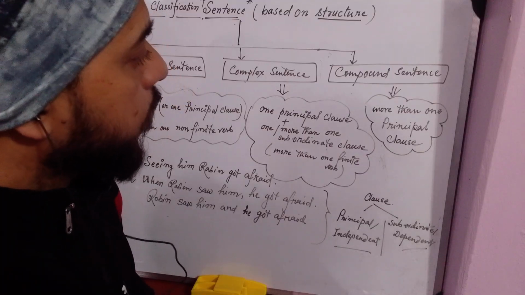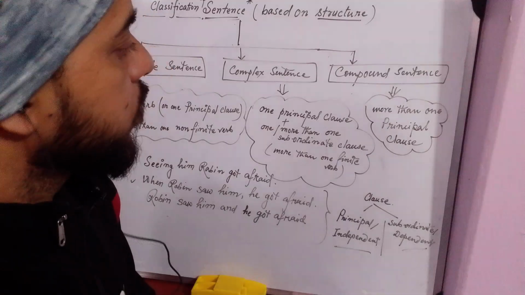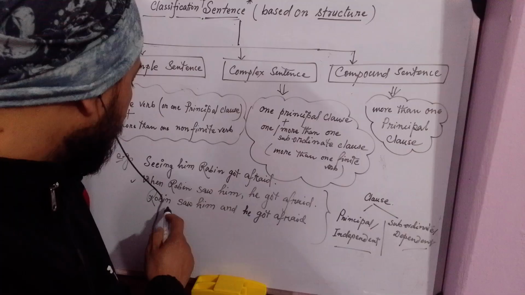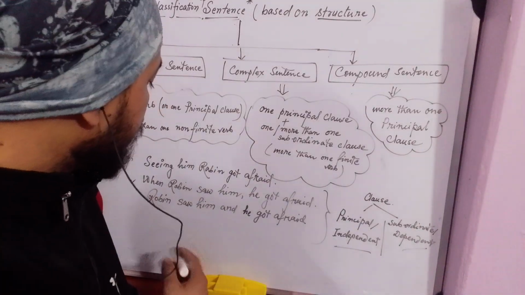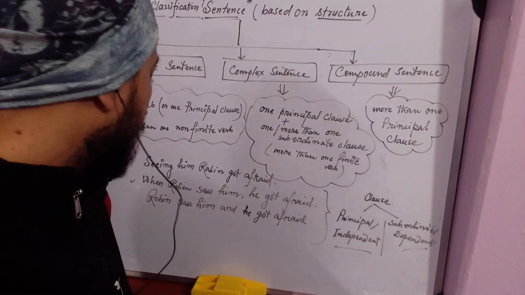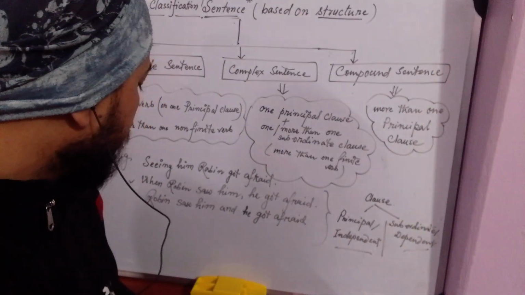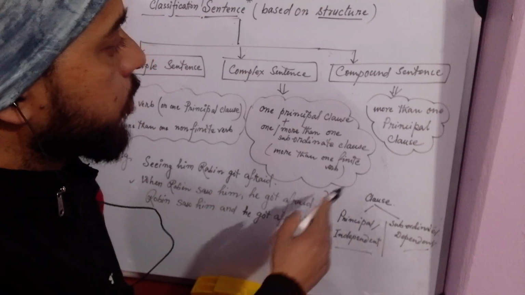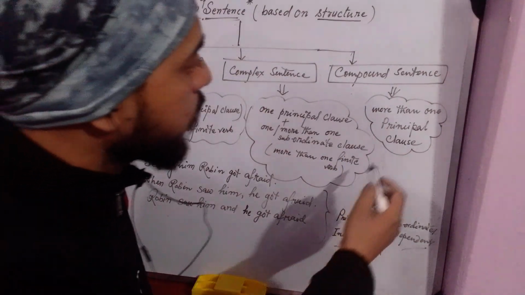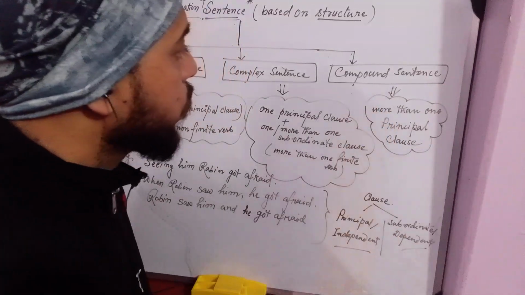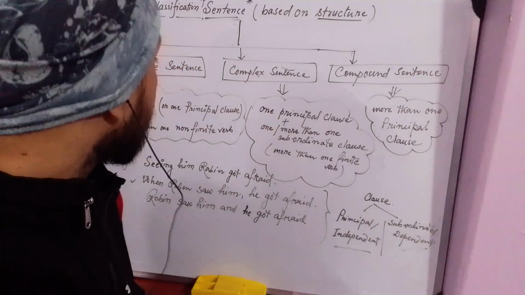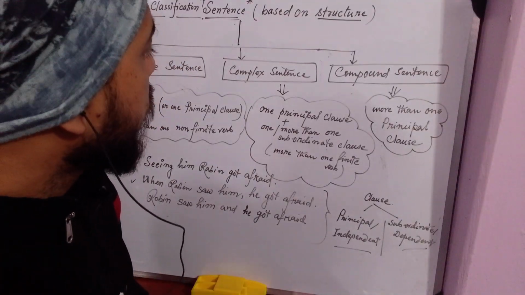And the last one, compound sentence: more than one principal clause. For example, he got afraid. It is not depending on this one. Robin saw him. These are in fact independent clauses, one by one. So more than one independent clause or principal clause is called a compound sentence. So these are the types of sentences: simple, complex, compound.